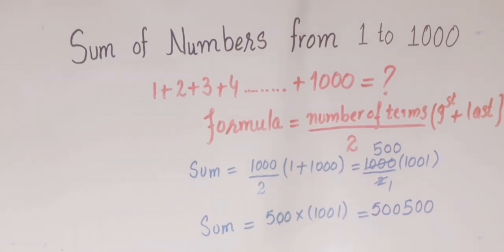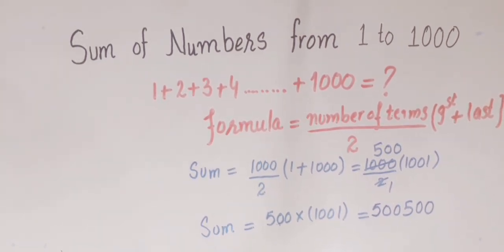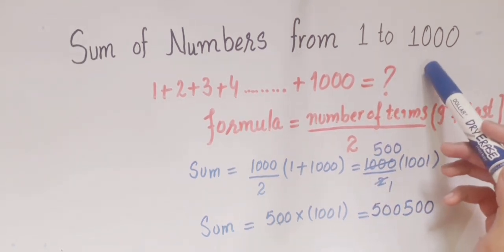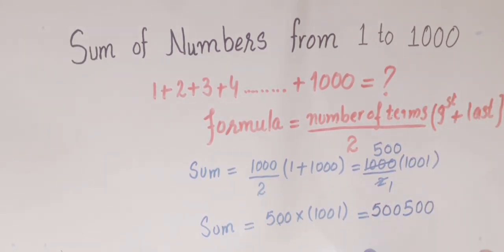Try to do practice with some other numbers, like you practice from 1 to 100. You will quickly get the answer without using any calculator, without manually, just using this formula: number of terms times first and last, and divided by 2.